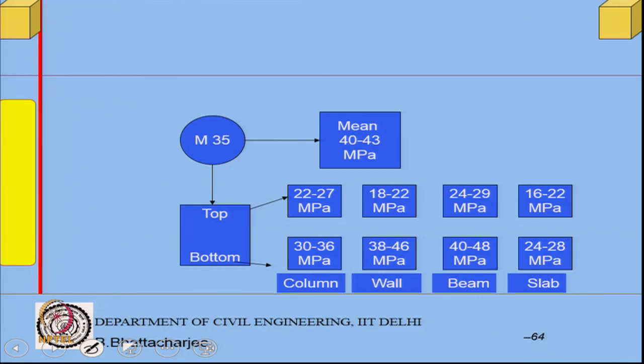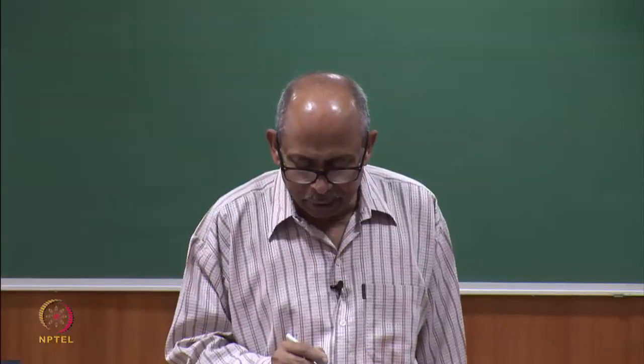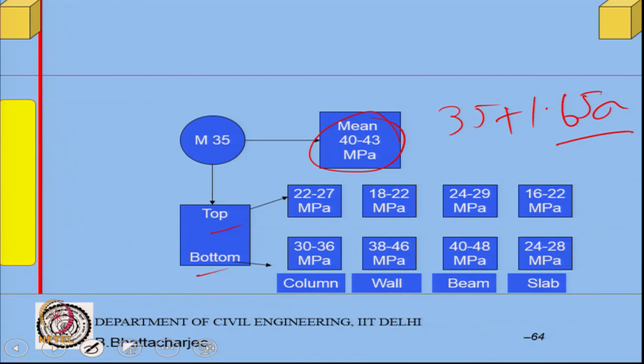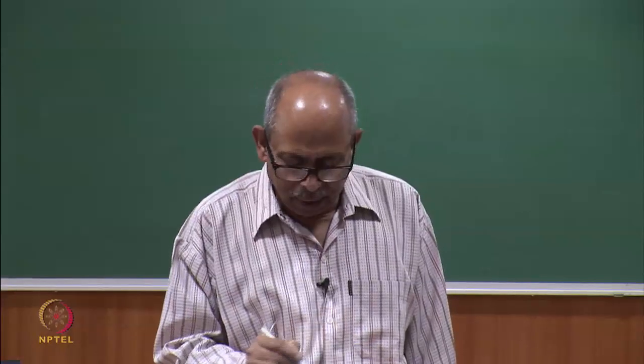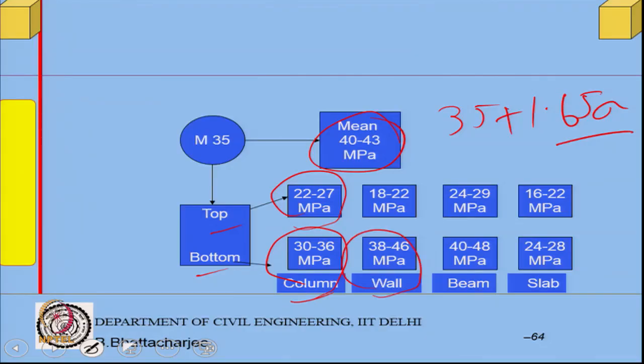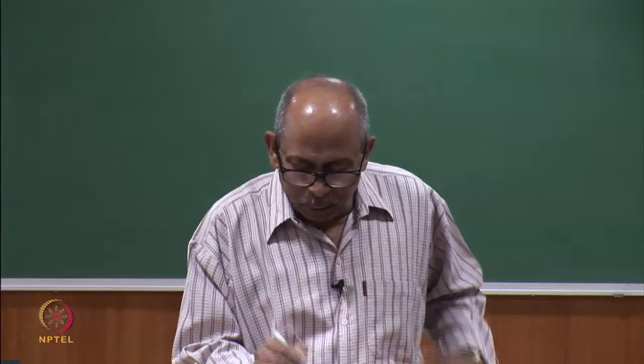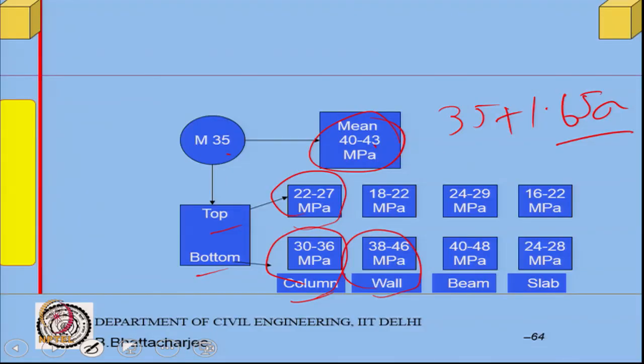So, mean strength will be 35 plus 1.65 sigma, could be something of this order, depending upon the standard deviation. But then top and bottom, if you see, in case of column you might find 20 to 27, while bottom 30 to 36. Wall, this is in situ I am talking of, cube strength is 40 to 43, mean cube strength, right. Mean cube strength, this is a cube, this is a grade, this is a mean cube strength, and then wall is something like this, slab something like this.